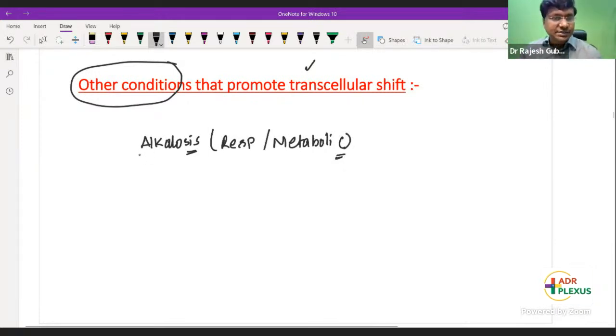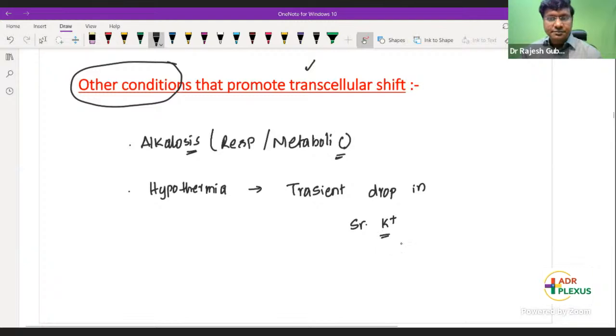Next, the other thing is even your hypothermia will cause a transient drop in serum potassium. Even your hypothermia will cause the transient drop in the serum potassium.